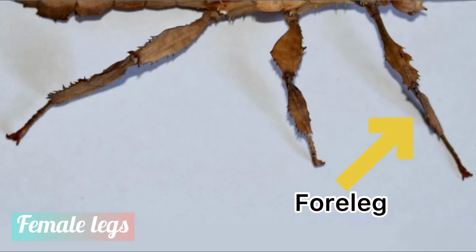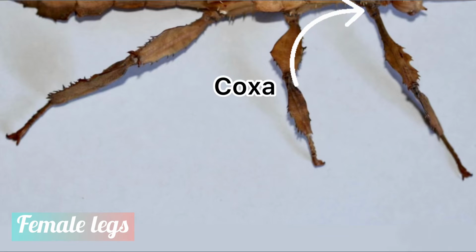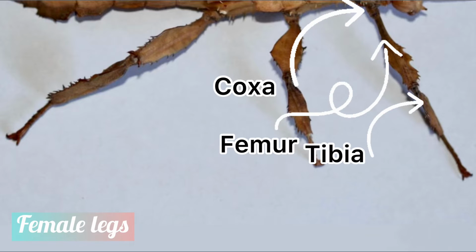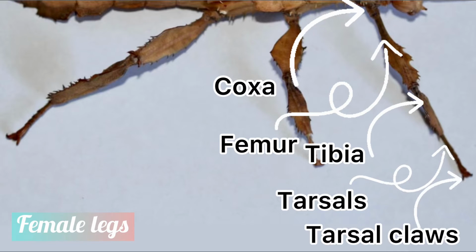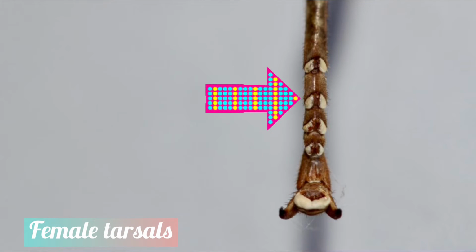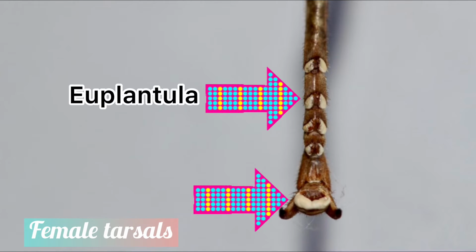The prothorax also contains the forelegs, which are the second longest legs of the 3 pairs. Each leg consists of a coxa, a femur, a tibia, 5 tarsals and a pair of tarsal claws. On the bottom of each tarsal lies small suction pads called euplantula. Between the tarsal claws lies another, larger suction pad called the arolium. These pads further help the insect grip the branches.